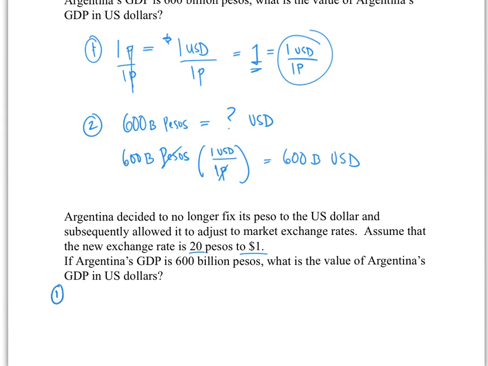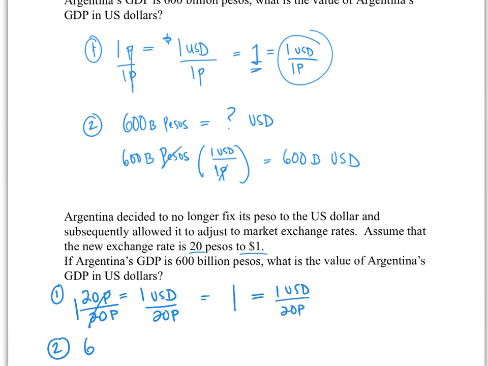We took the ratio of pesos, now it's 20 pesos to 1 US dollar. I'm going to divide through both sides by pesos, so we get 1 equals 1 US dollar to 20 pesos, and now we can do step 2.